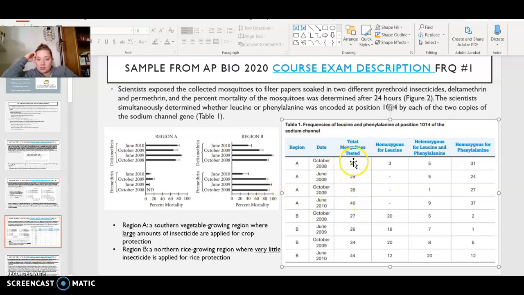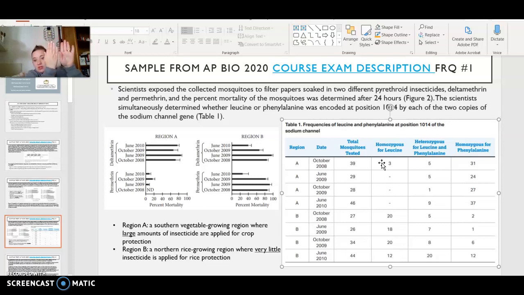Total mosquitoes tested, and then are they homozygous for having leucine at that site? Notice they would have 2 chromosomes, and what letter on the DNA on this chromosome would end up coding for the gene, right? And then what on this one? So they got 2 copies. Homozygous for leucine would be 2 leucine ones. That's the one that is the original, right, that would let the mosquitoes be killed.